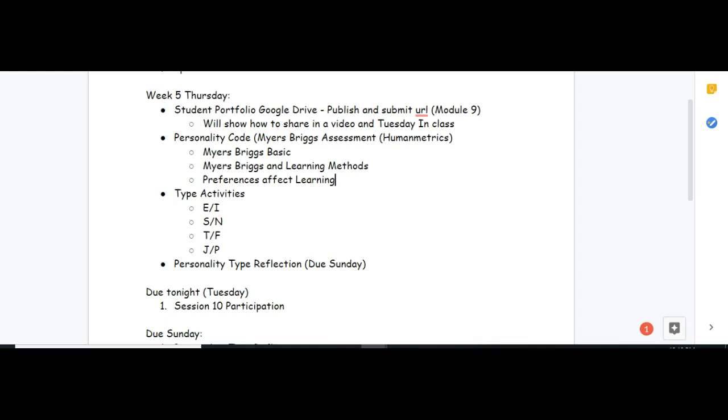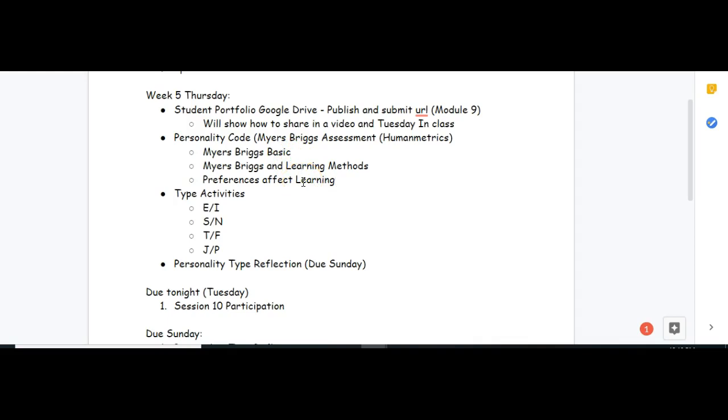So what we talked about was the personality code Myers-Briggs in Thursday's class. And there are three basic pieces of information or documents that you need to read. One is called the Myers-Briggs Basic. The other is the Myers-Briggs and Learning Methods. And the final one is How Preferences Affect Learning. And I basically covered the Myers-Briggs Basic, which I'm going to go over again today. And then I will send you all three of these to kind of review.